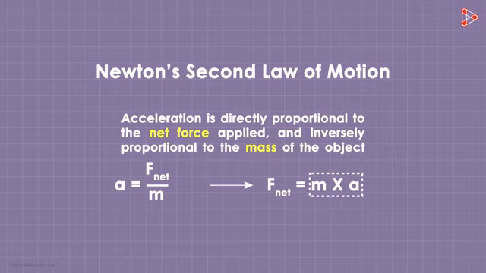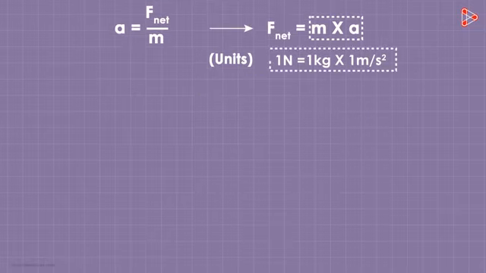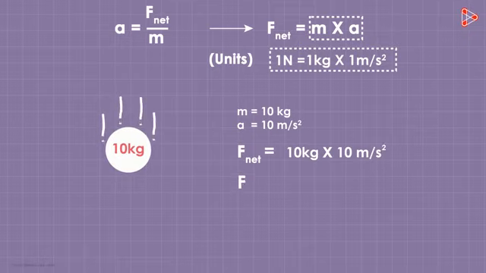With this, can you tell me the units of force? That should be easy. The standard unit of mass is kilograms, and that of acceleration is meters per second squared. So the unit of force is kilograms times meters per second squared. And this is what we call a Newton. 1 Newton is 1 kilogram times meters per second squared. So if the mass of the object is 10 kilograms and the acceleration is 10 meters per second squared, then the force will equal 100 newtons.